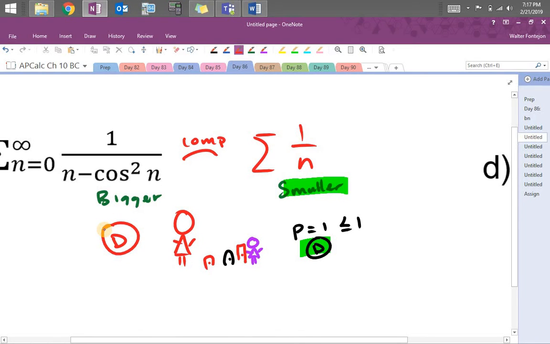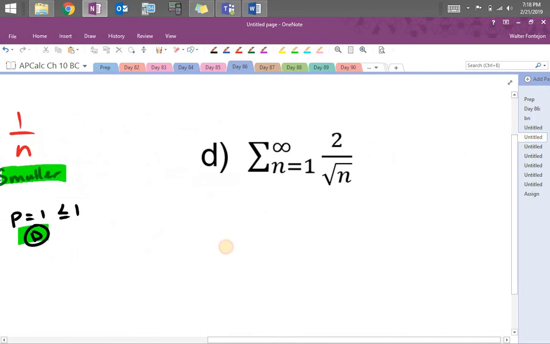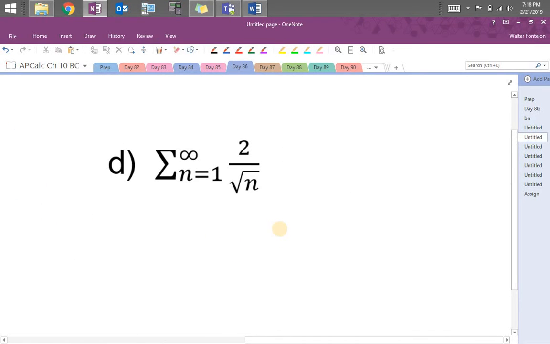Okay, next, letter D. Let's keep going. Here, be careful. It's kind of like a trap. Just because we're doing direct comparison test here doesn't mean it's always direct comparison test. For example, I guess you could make a comparison test to this, right? But why would you do that?